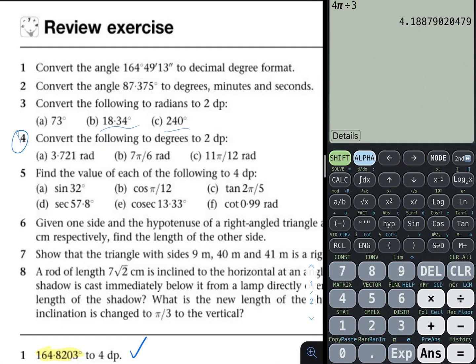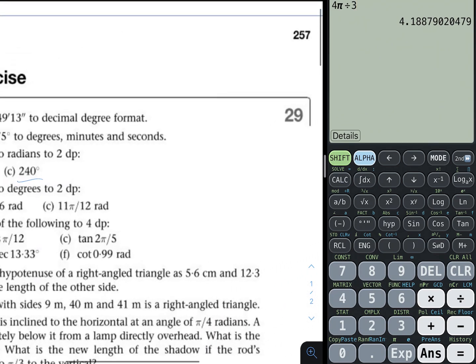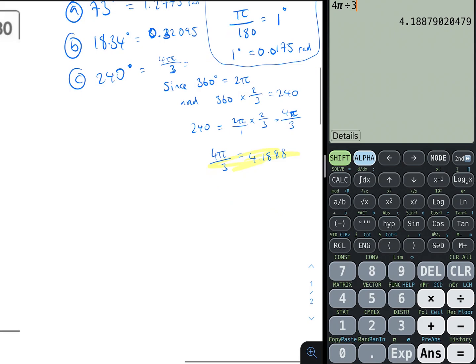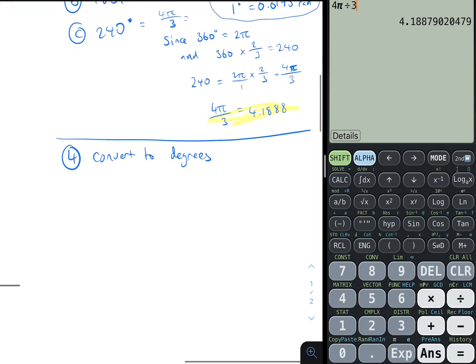That's fine. Let's move on to number 4: convert the following to degrees to 2 decimal places. We're converting to degrees.